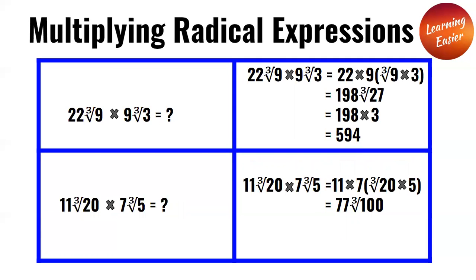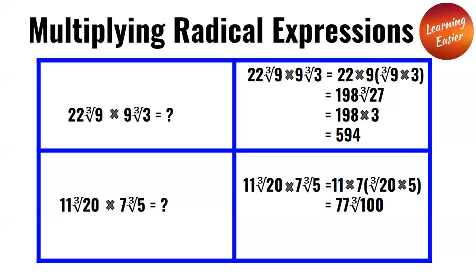22 cube root of 9 times 9 cube root of 3. 22 times 9 is 198, and the cube root of 9 times 3 is equal to the cube root of 27. The cube root of 27 can be simplified into 3, so 198 times 3 is equal to 594, which is the answer.